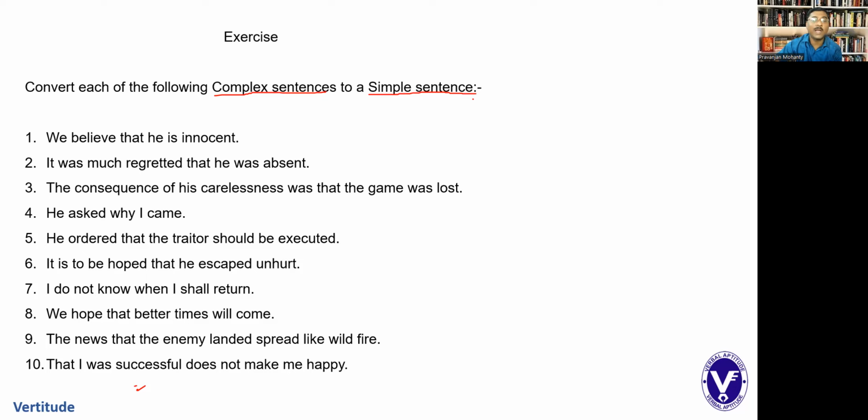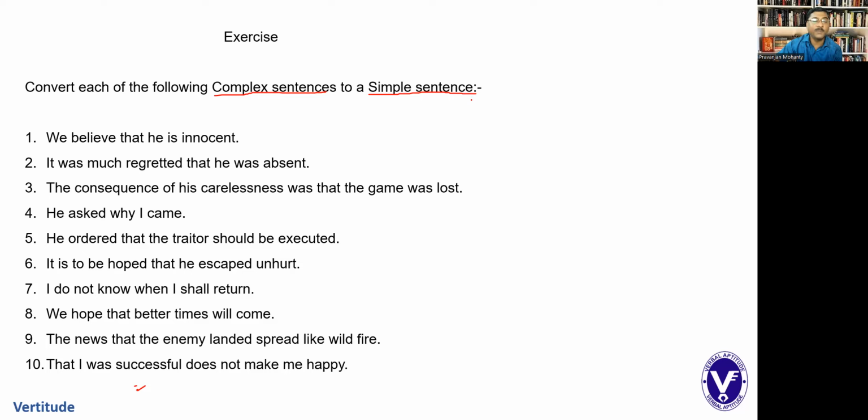He asked why I came. He asked the reason of my coming. He ordered that the traitor should be executed. Or we can put it: the traitor was ordered to be executed.